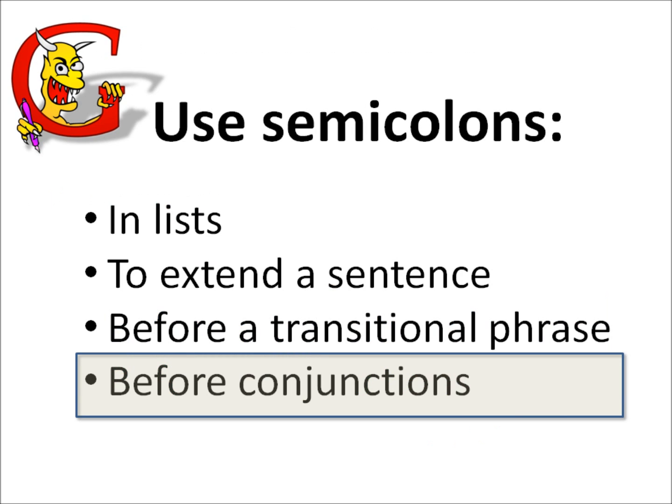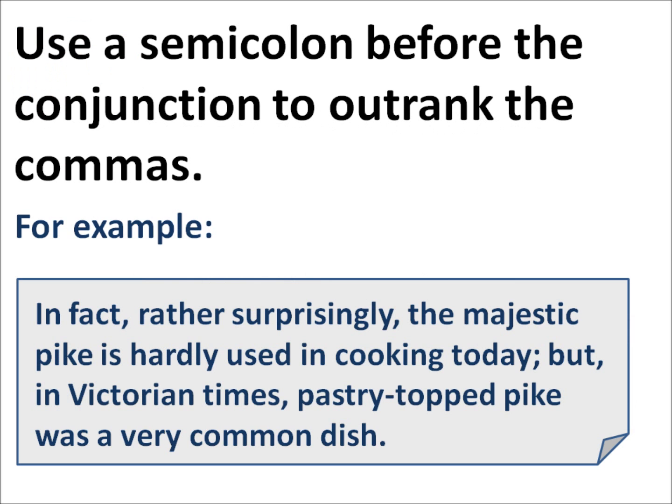The last thing we'll cover is using semicolons before conjunctions. As I said at the start, many consider this outdated, so you don't really need to worry about this one. But it is possible to use a semicolon before a conjunction. That's a word like and, or, and but. There are others, but these 3 are by far the most common. To outrank the commas in the sentences either side of that conjunction. Let's have a quick look at this example.